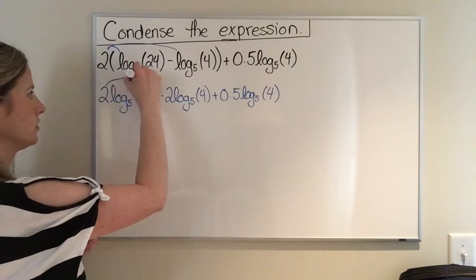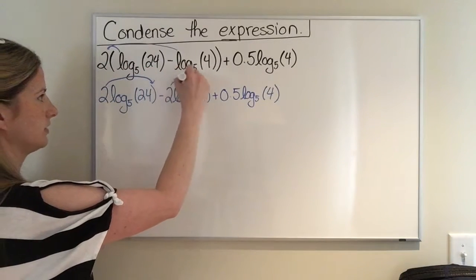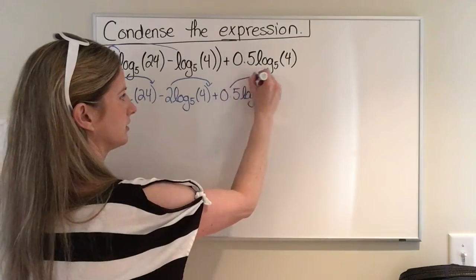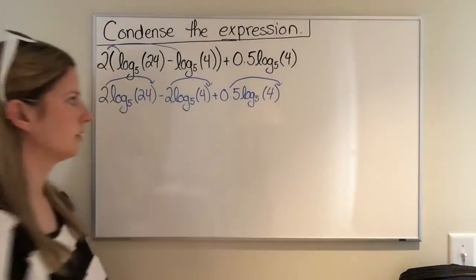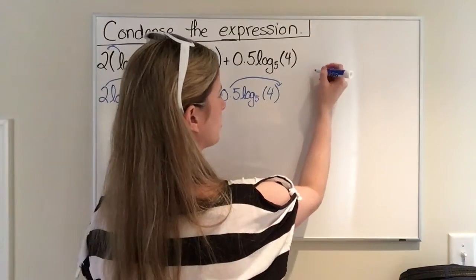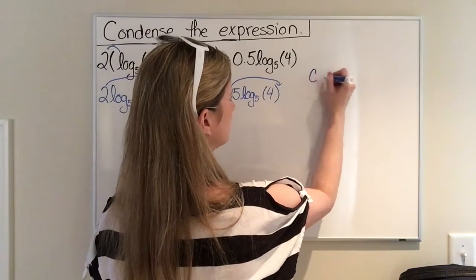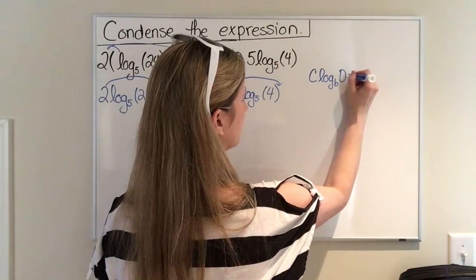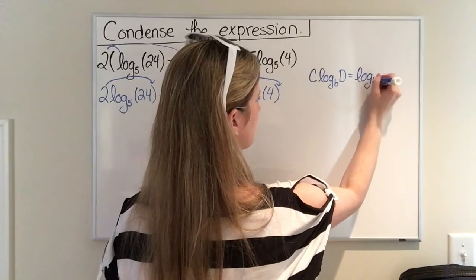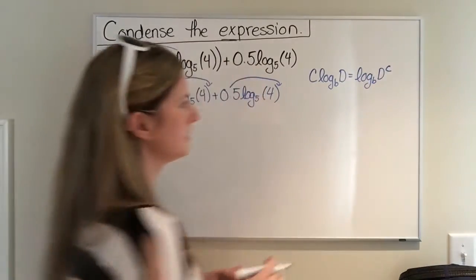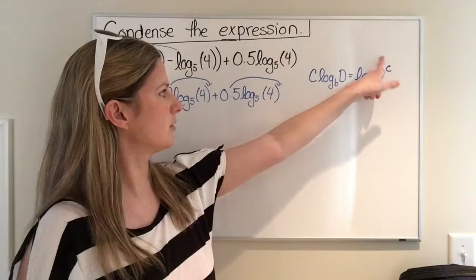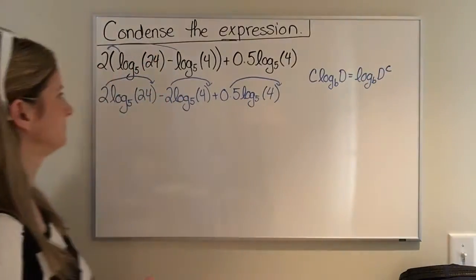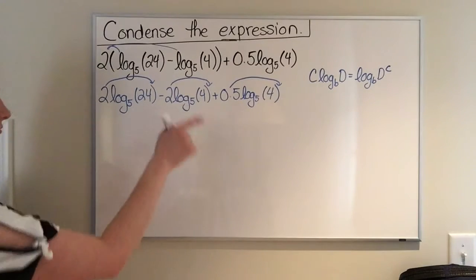The next thing we're going to do is use the power rule, and bring those 2's up as exponents. And then also bring the 0.5 up as an exponent. Just in case you don't remember, the power rule states that C log base B of D equals log base B of D to the C. Basically, this exponent up here, we can bring it down in front if we want, or we can bring it back up if we want. So we're going to do that.